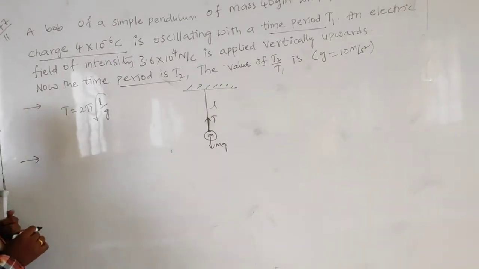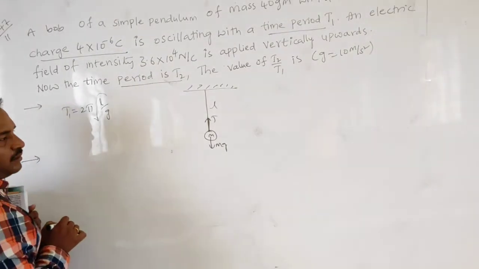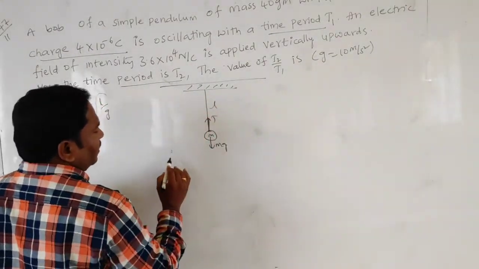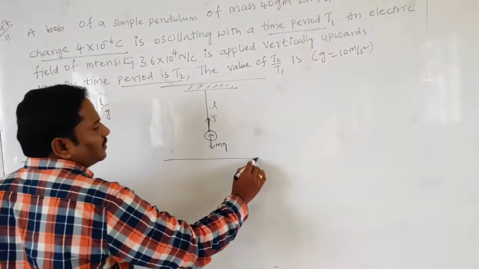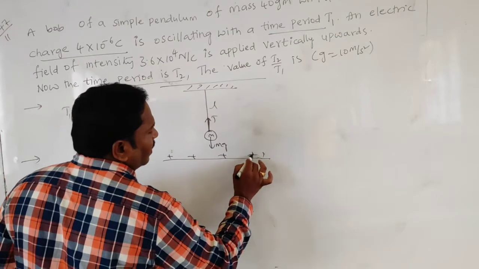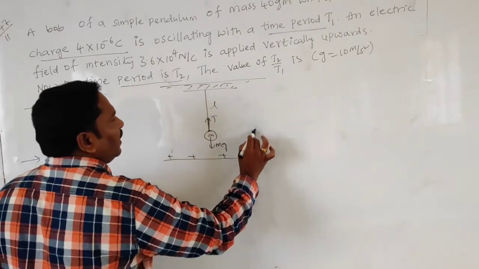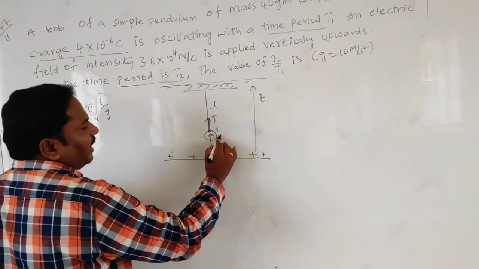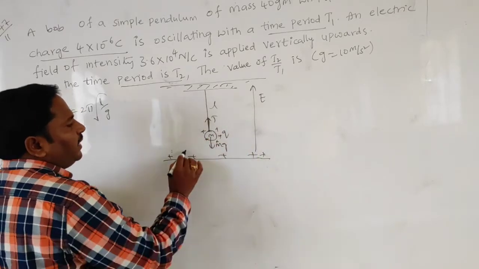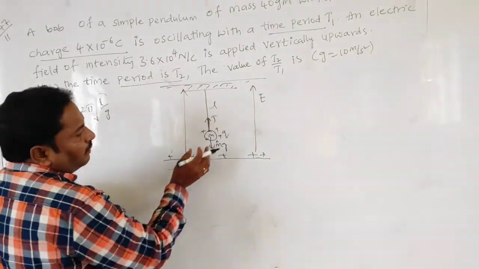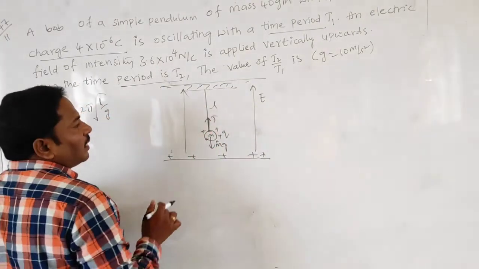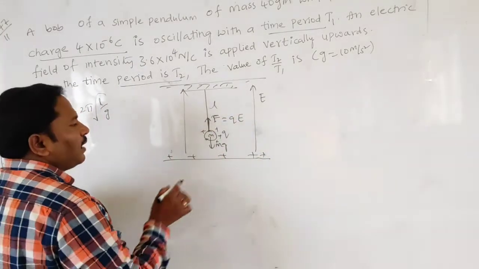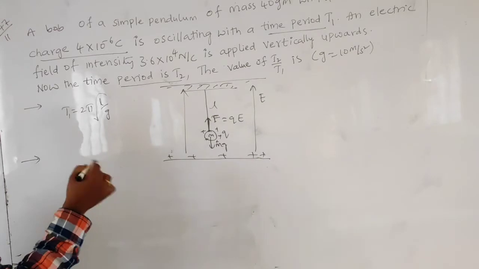Second case. So when we apply the electric field in the upward direction, this is the positive plate and this is the negative plate. Electric field is from positive to negative. So the charge plus Q is in the uniform electric field, and the electric force acting on it is F equals QE. Now we displace it from its equilibrium position and it oscillates.